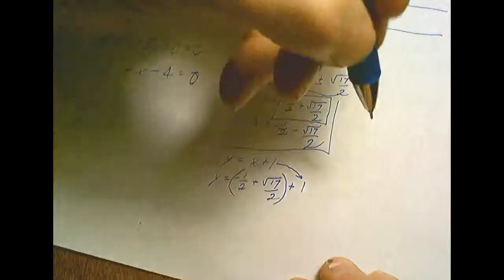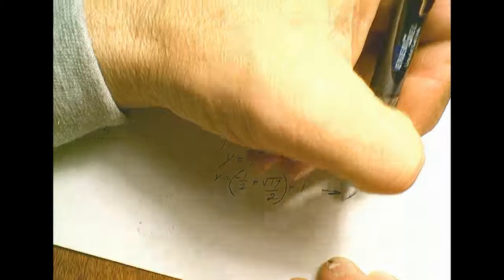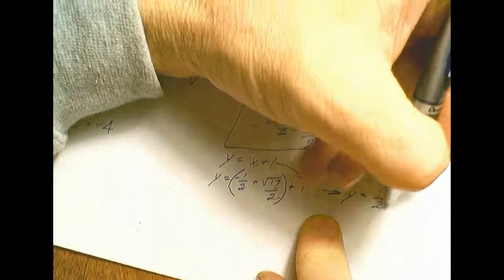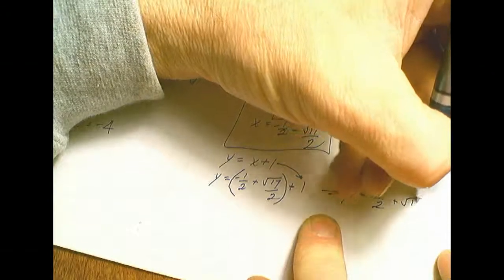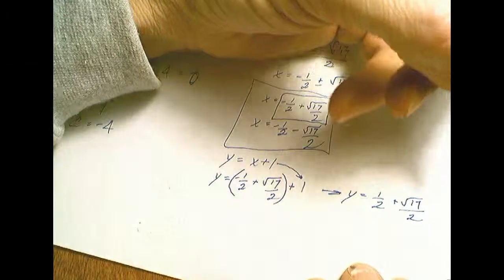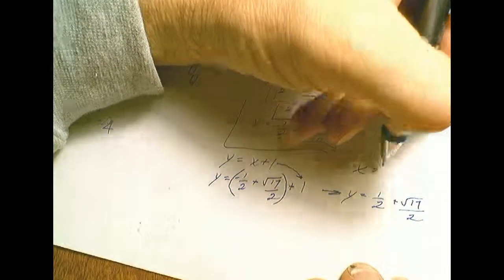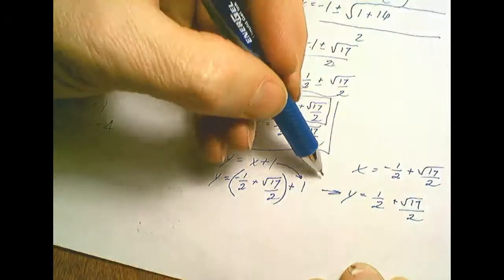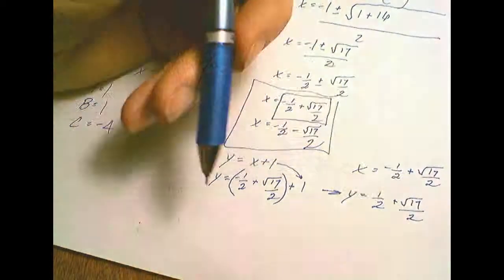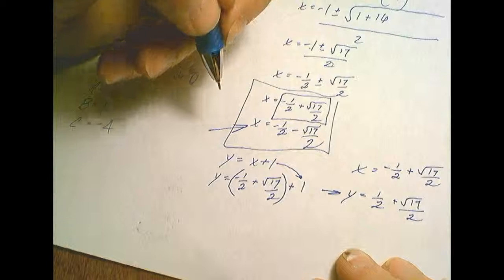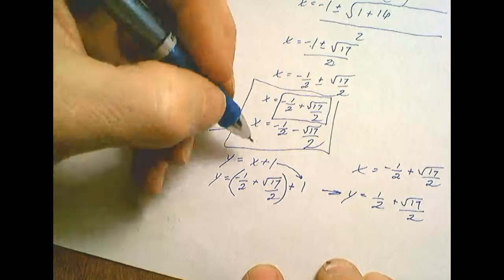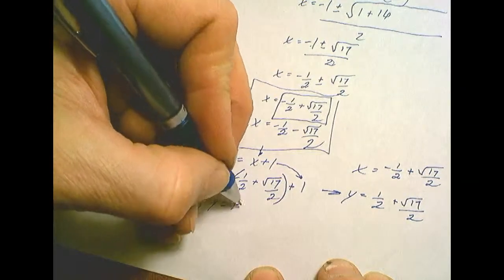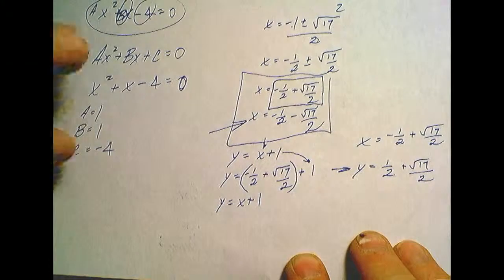This one really isn't too bad, because all you're going to do is write y equals -1/2 plus 1, which is 1/2, plus the square root of 17 over 2. So when my x is -1/2 plus the square root of 17 over 2, my y value is 1/2 plus the square root of 17 over 2. Now I'm going to take this other x value and plug it in for this x here. So let me rewrite this.